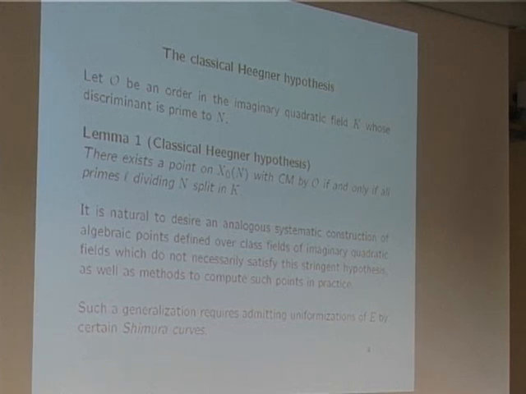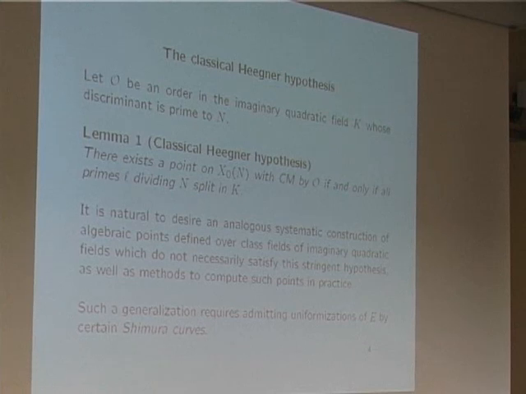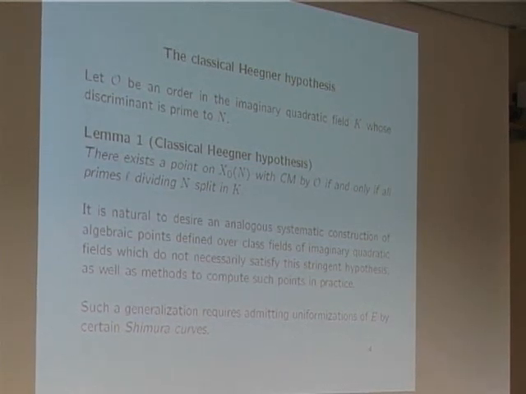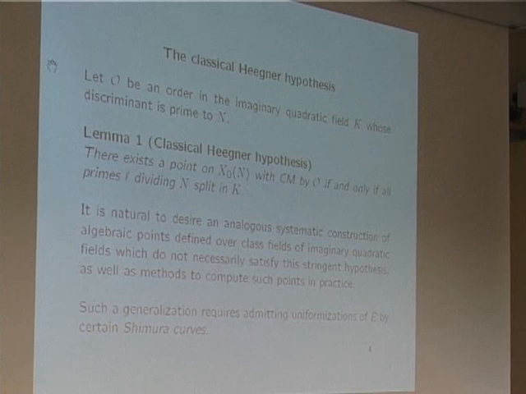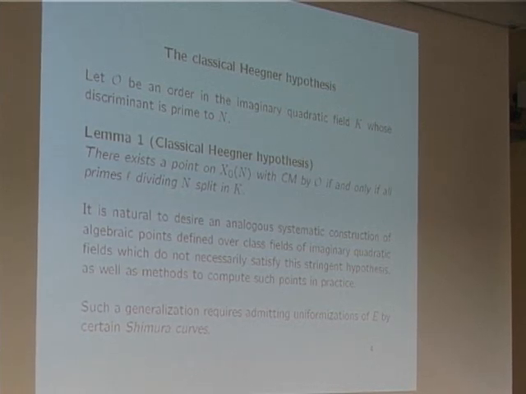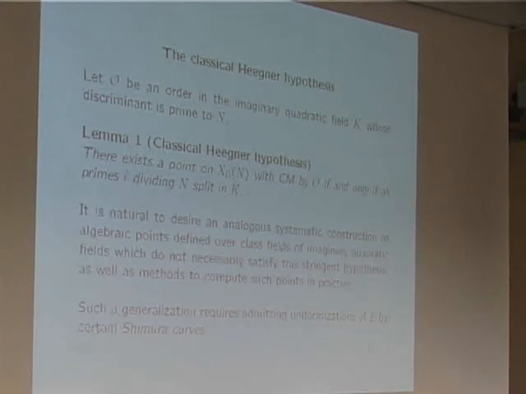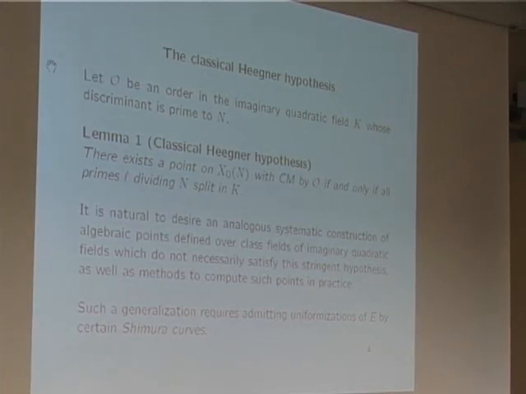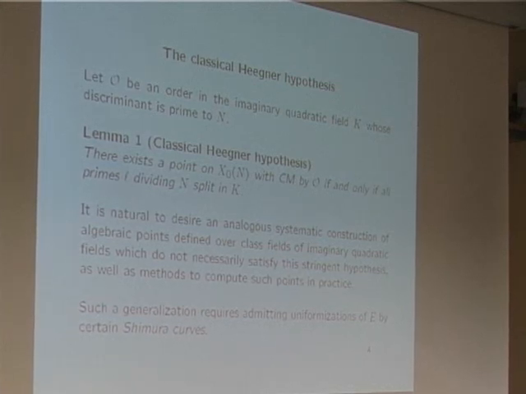Now, what would be very nice to know is, when do these CM points even exist? When do we have these points on the modular curve that are algebraic, that we can project via this modular parameterization defined over Q to get a systematic construction of algebraic points on elliptic curves? And the answer to this question is called the classical Heegner hypothesis. So let's let O be an order in the imaginary quadratic field K, whose discriminant is prime to the conductor N of our elliptic curve. Then one can show that there exists a point on X_0(N) with CM by O if and only if all primes dividing N split in the field K.